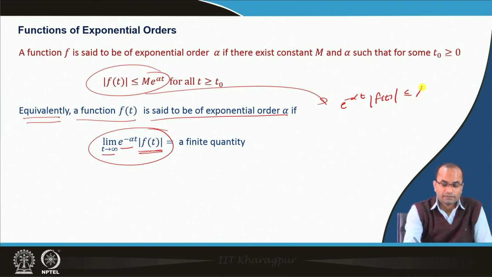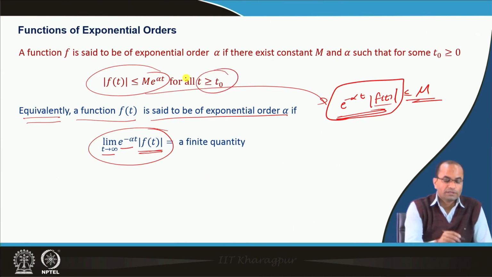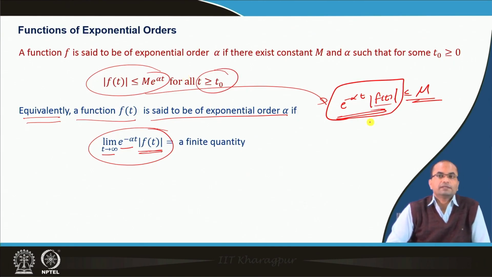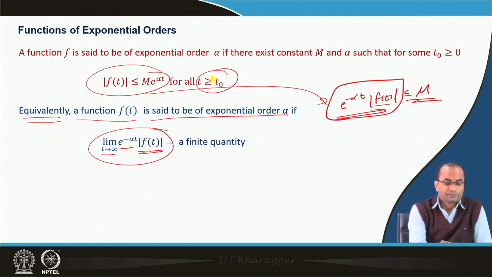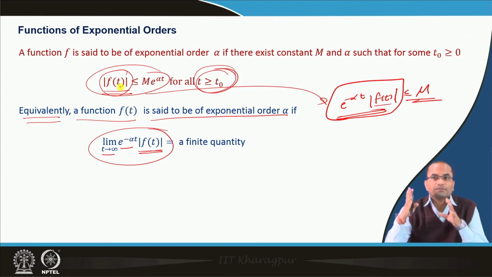So, we are getting there: this number e^(-αt) f(t) is bounded by this constant M, and it should hold for all t greater than t₀. The main issue is when t approaches infinity, because this is where f can actually go above this exponential function. So, we want to bound the function behavior as t approaches infinity by the exponential function, and for that we are talking about exponential order.